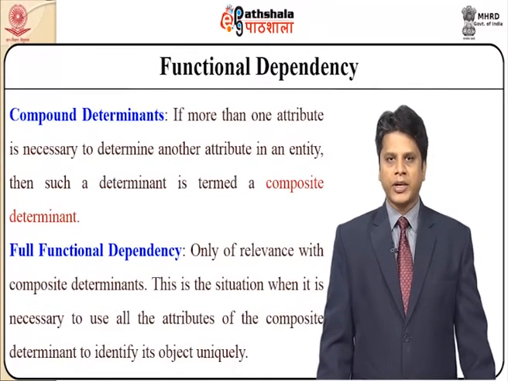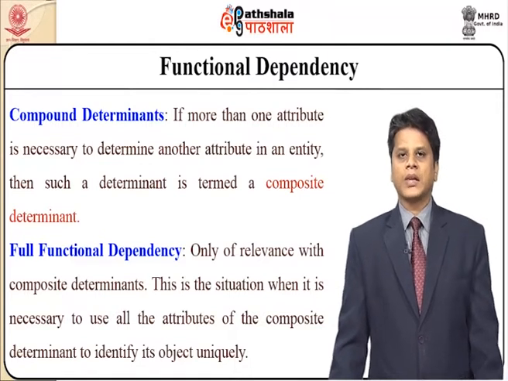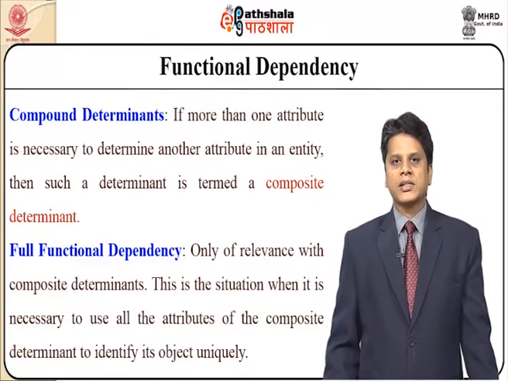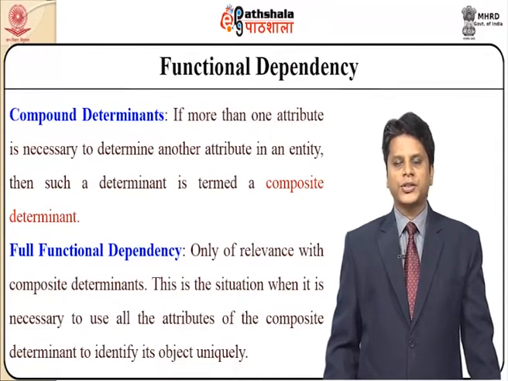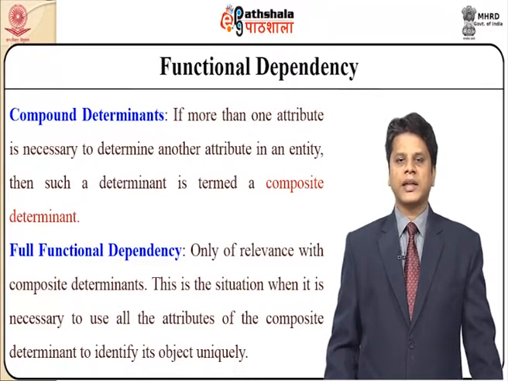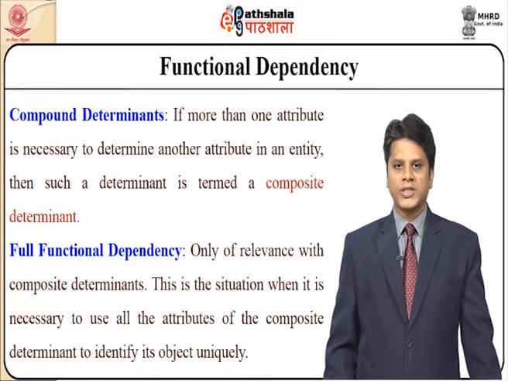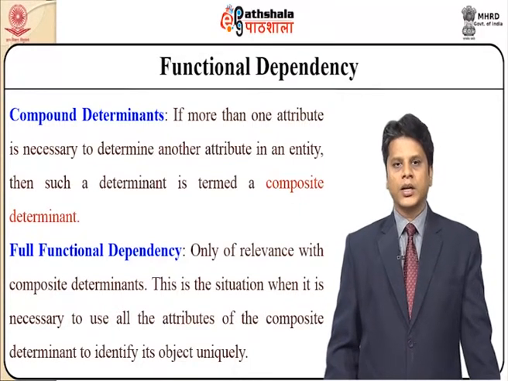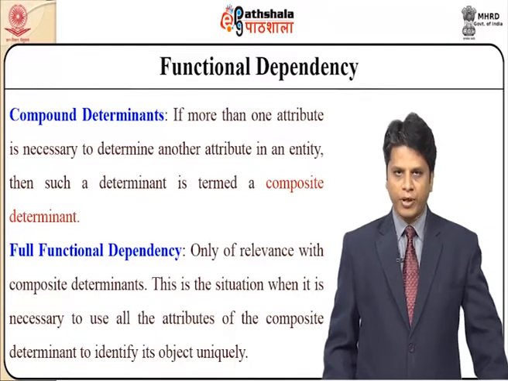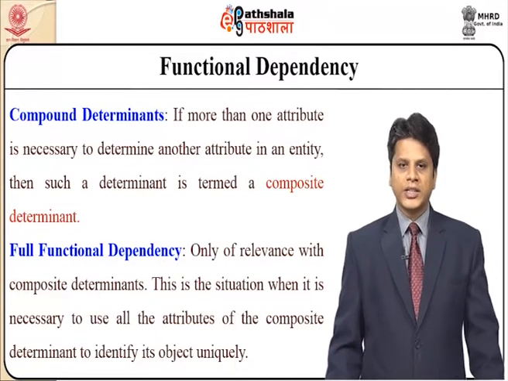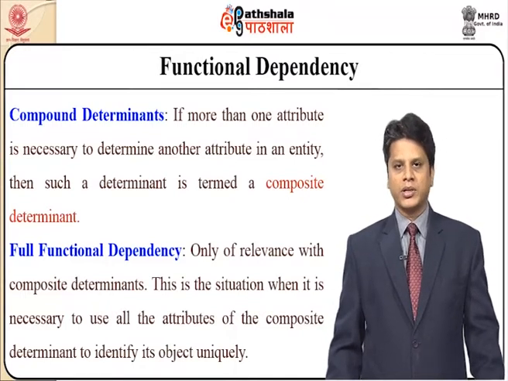So, as such we look at this particular relation of functional dependency. Considering the previous example, we have seen one attribute determines the other attribute. It could even be a group of attributes which can determine an attribute. That can also happen. In that particular case, it can be called composite determinants. A composite determinant: if more than one attribute is necessary to determine another attribute in a particular entity, then such a determinant is termed a composite determinant.